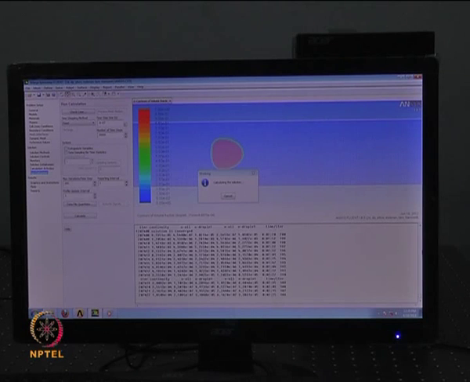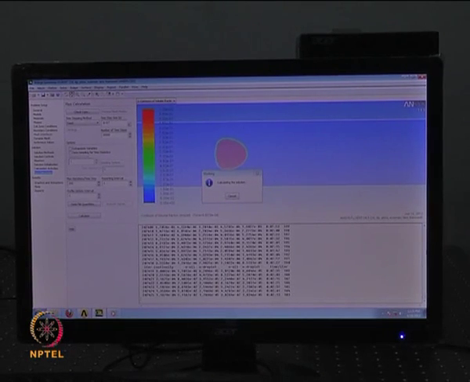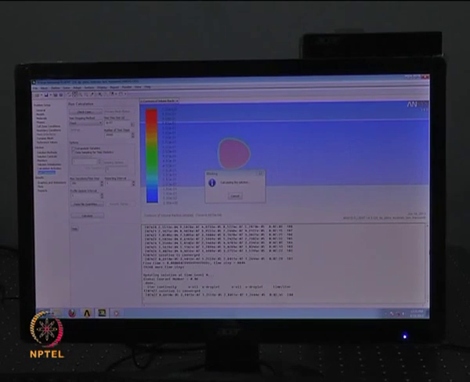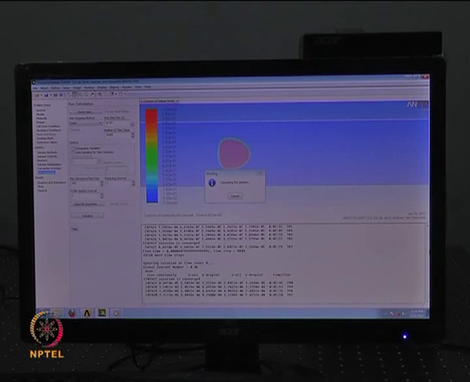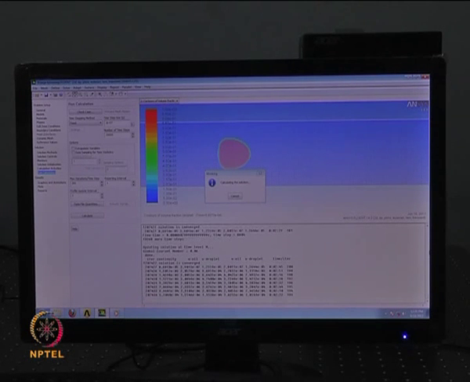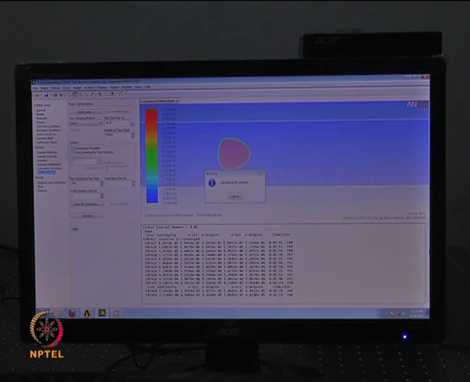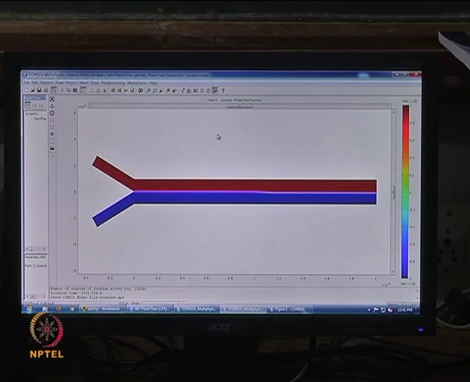As I was saying, we are doing theoretical analysis and experiments. This is one numerical simulation that we are performing. Here there are two fluids of different viscosities coming into a channel, and we are trying to predict what the interface location is, knowing the viscosity ratio.